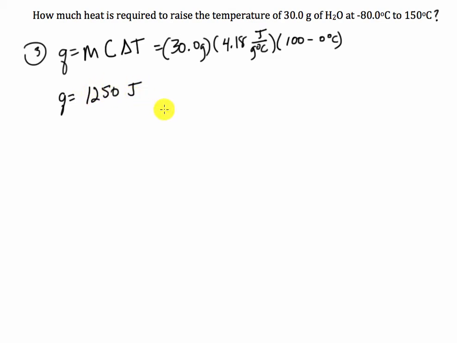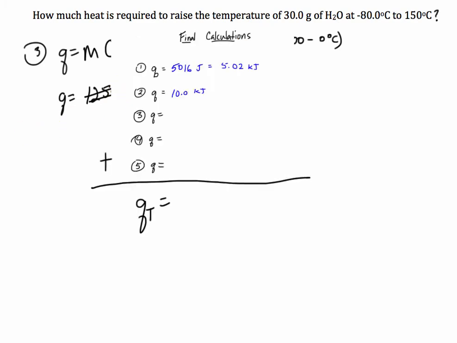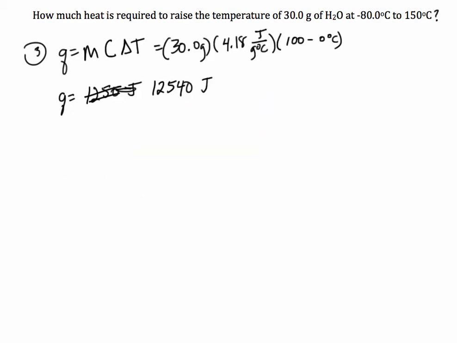12,540 joules. If I go back to my chart to keep track of my numbers, I'm going to put 12,540 in here, and that's in joules. As I did before, I'm going to convert this to kilojoules, which is 12.5 kilojoules. Okay, so that's part 3.